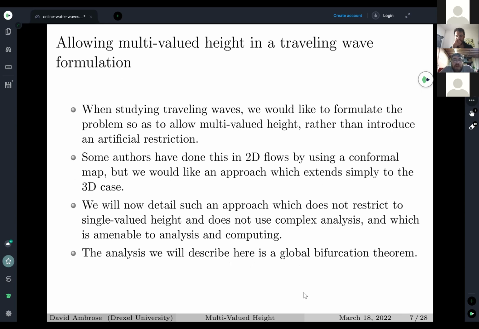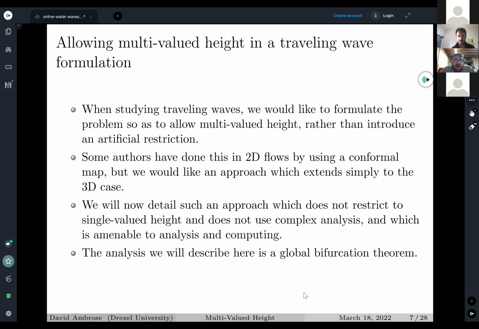Okay, so I said that we had two goals. One goal was to prove that waves more general than Crapper waves can have multi-valued height, and we've done that then. The other thing we wanted to do was to formulate the traveling wave problem so as to allow a traveling wave to have multi-valued height.